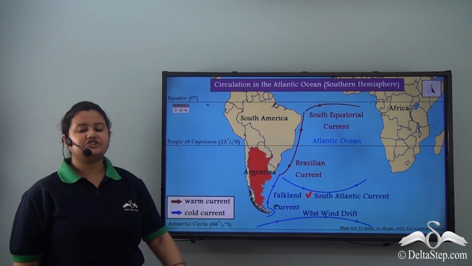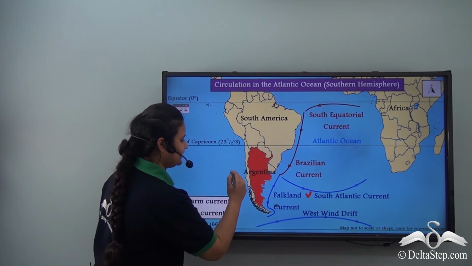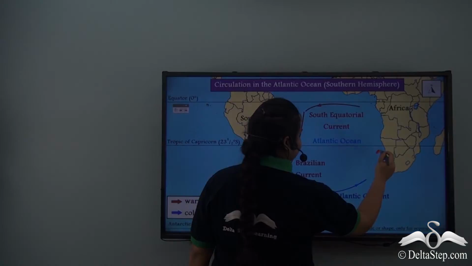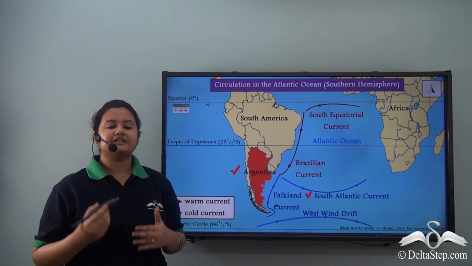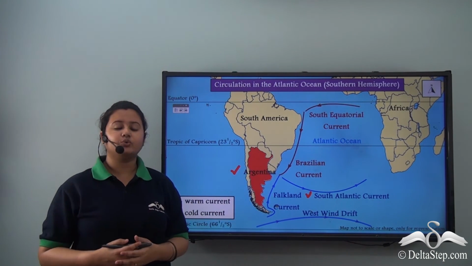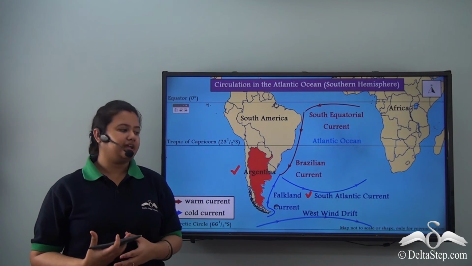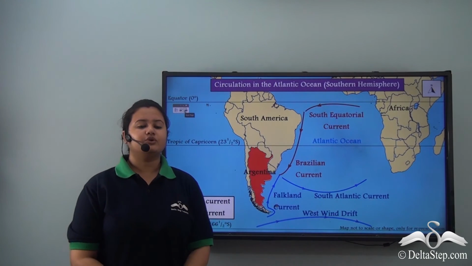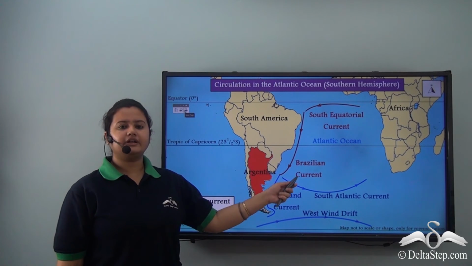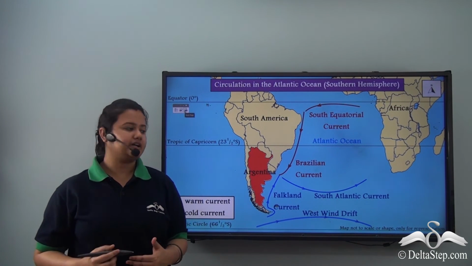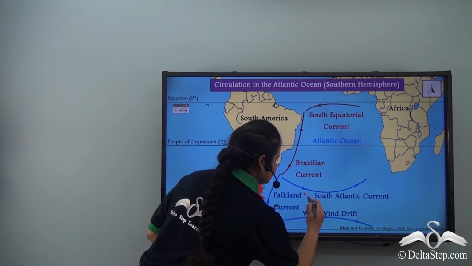When it reaches the coast of Argentina, it is already in the temperate zone. So, when the Brazilian current and the Falkland current combine, they give birth to a cold current, and the name of that current is the South Atlantic current. So, near Argentina, the Falkland current combines with the Brazilian current and gives birth to a cold current. The name of that current is the South Atlantic current.